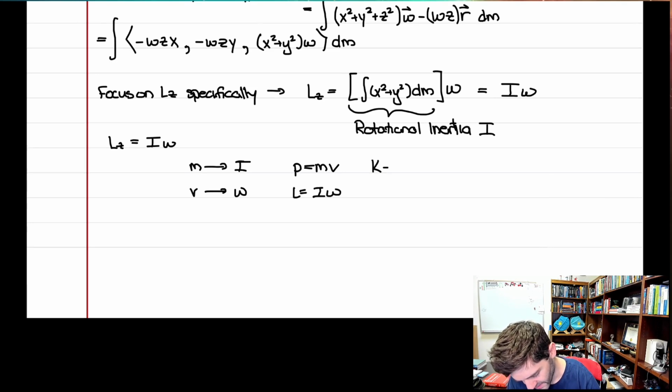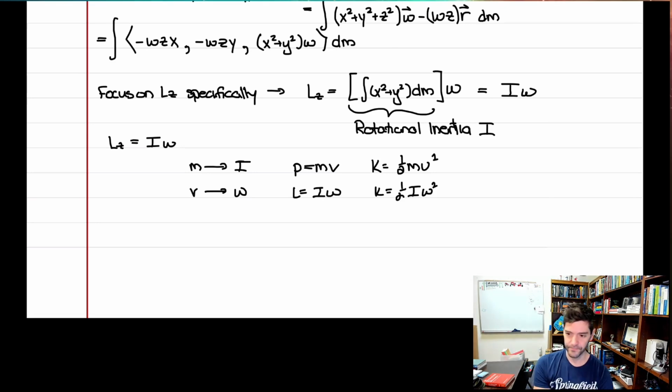And we haven't done energy yet, but when we do things like energy, where we write that kinetic energy is 1/2 mv squared, we can still say that the kinetic energy when you are dealing with rotation, turns out you can write down as 1/2 I omega squared. So these will be very useful analogies or connections between them.